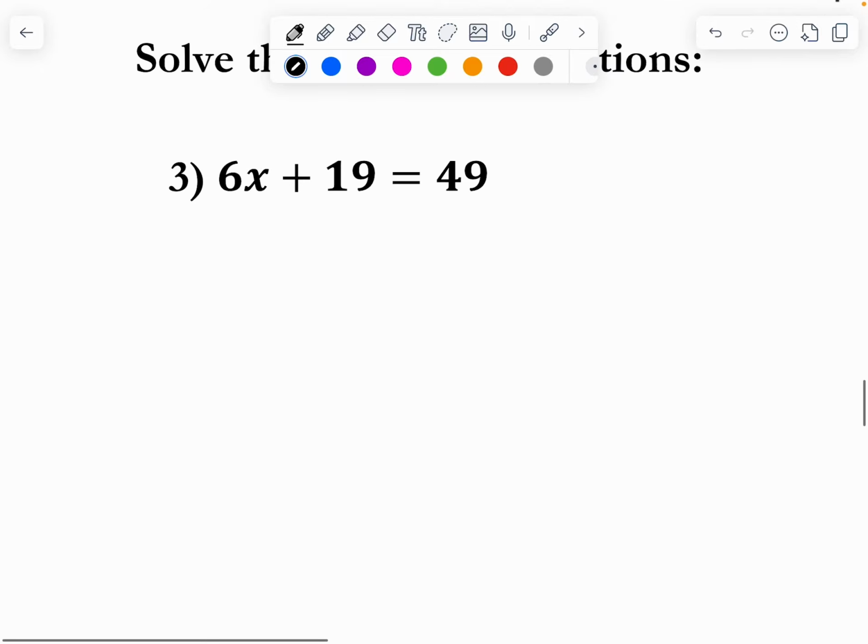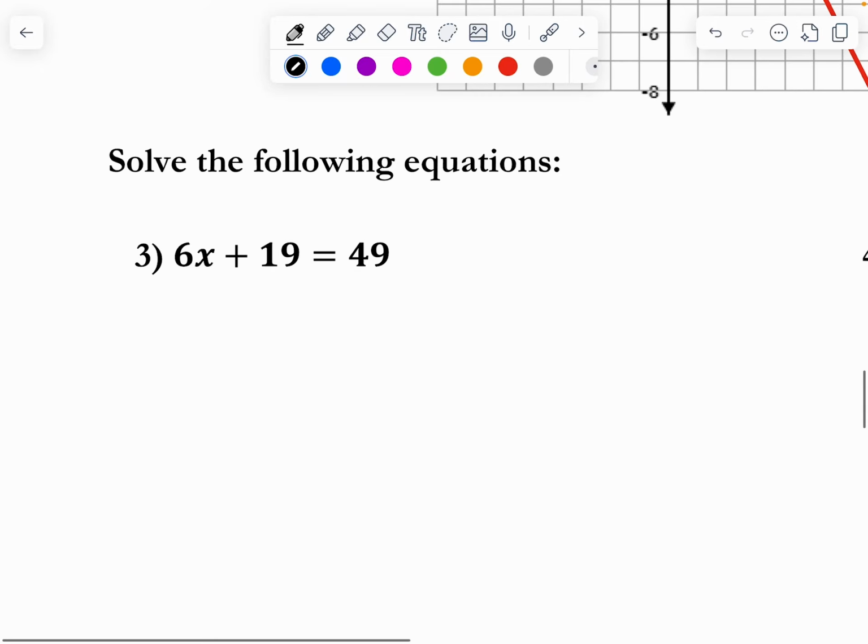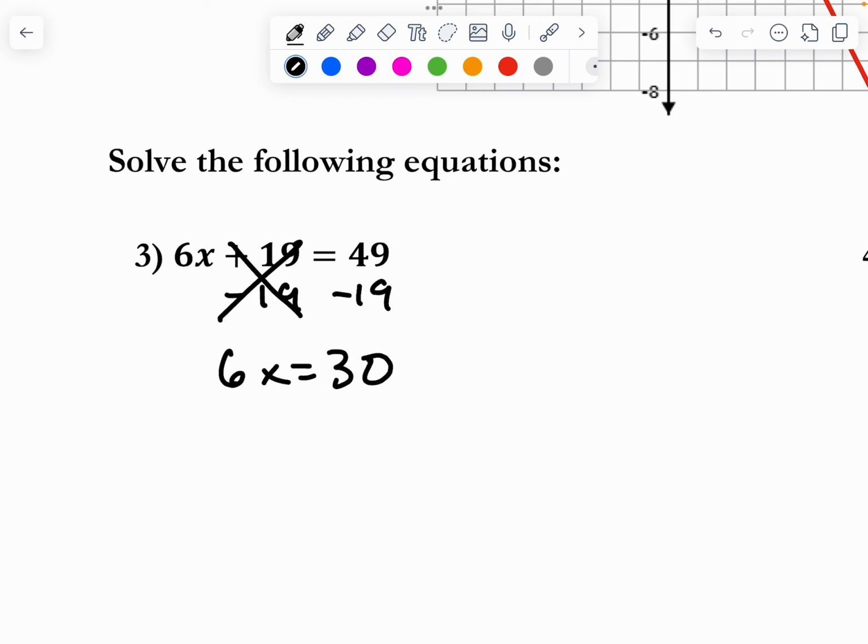All right. So we're here. We're just solving for x, right? So let's go ahead and subtract. I know I have to subtract because we've got positive 19, so we have to cancel it out by subtracting it. And I get 6x is equal to 30. Now, we usually always divide at the end, so we're dividing by 6, and we get x is 5. That's my first answer.